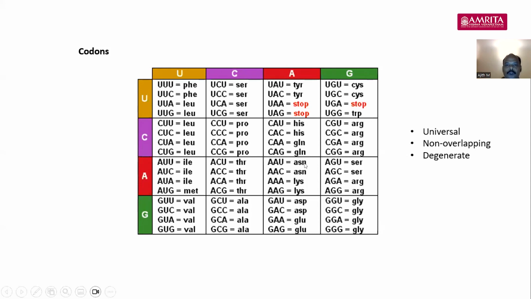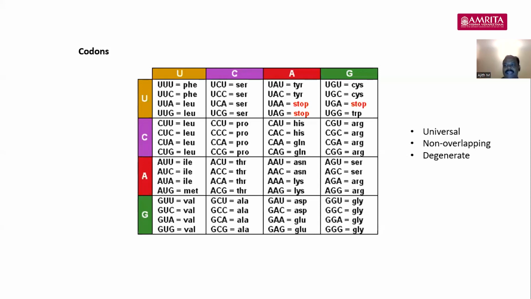You see the stop codons, 3 of them there: UAA, UAG, and UGA. Ochre, amber, and opal. Based on semi-precious stones, they have been named ochre, amber, and opal. So 64 minus 3, 61 codons, sorry, code for 20 amino acids.